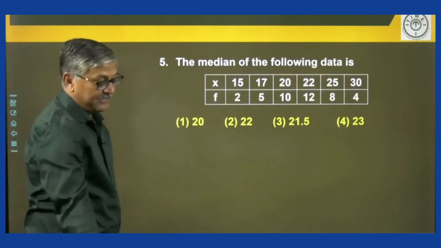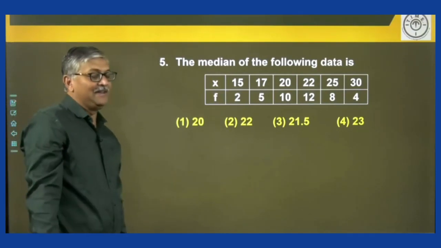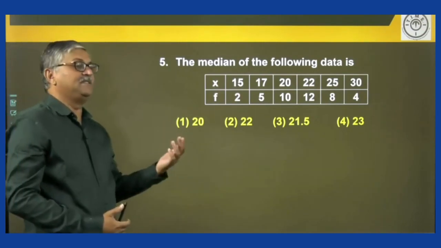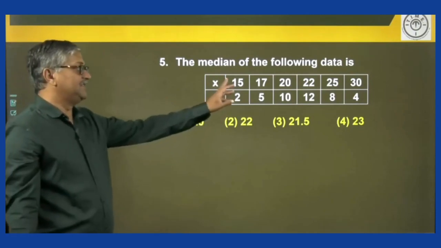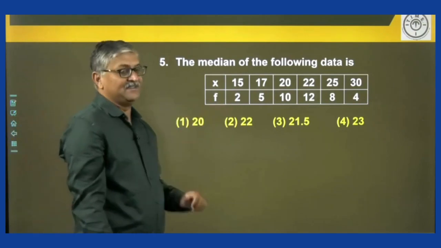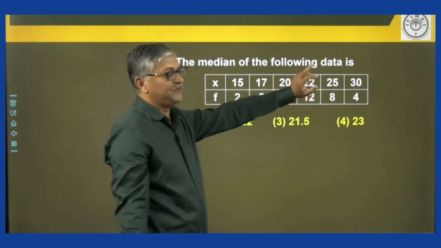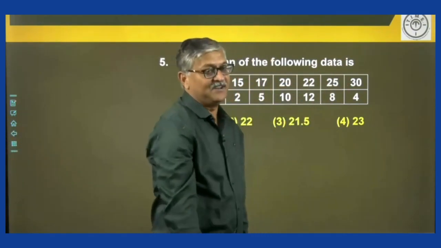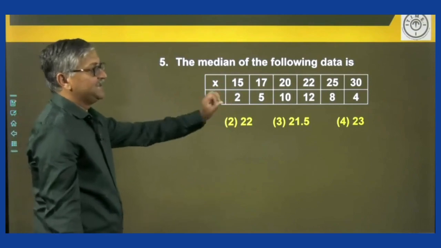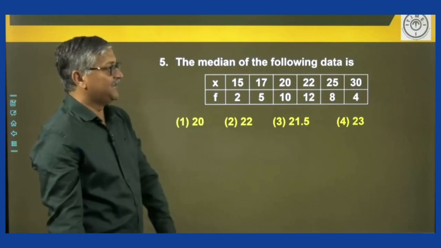Now, this is again the calculation of the median, but in a discrete series. How can we calculate the median? We follow the same logic. First we have to write the given observations in increasing order. We observe that x is in increasing order. x is the value, f means frequency, how many times that x is repeated. So 15, 17, 20, 22, 25, 30. All observations are in increasing order, so no need to rearrange them. 15 is repeated 2 times, 17 5 times, 20 10 times, 22 12 times, 25 8 times, and 30 4 times.